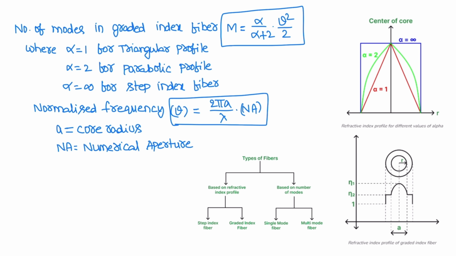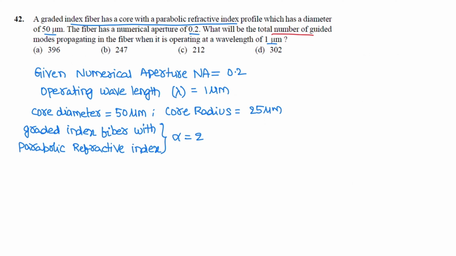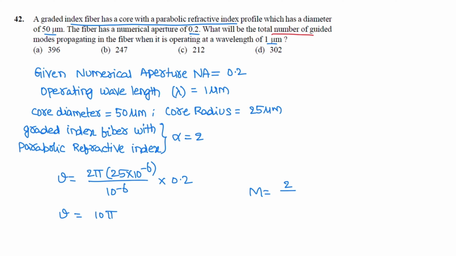So calculate the value of normalized frequency. V is 2 pi a by lambda into numerical aperture. Core radius a is 25 micrometer, so 25 into 10 power minus 6, lambda, into numerical aperture value 0.2. So normalized frequency is 10 pi, and total number of modes is alpha by alpha plus 2, 2 by 2 plus 2, into V square by 2, that is (10 pi) square by 2.